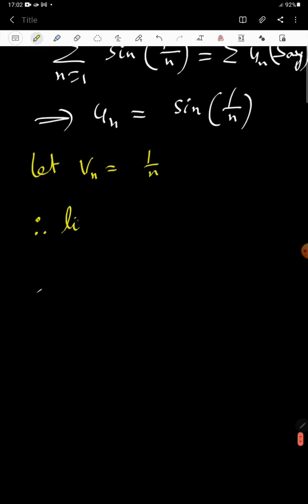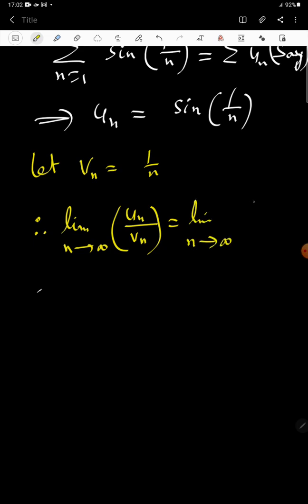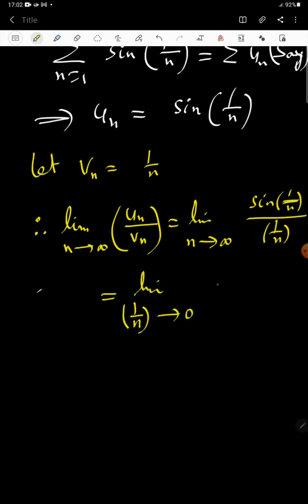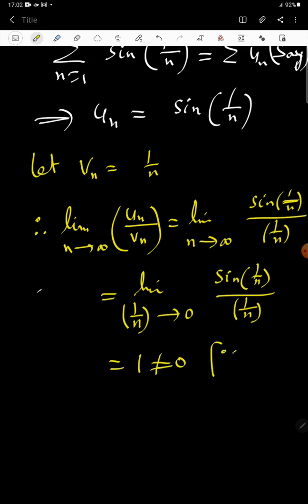Therefore, limit as n tends to infinity un by Vn is limit n tends to infinity sine of 1 by n divided by 1 by n. And this is the same as limit 1 by n tends to 0 of sine of 1 by n divided by 1 by n, and this is going to become 1, and this is not equal to 0. This limit should not be 0, that is our requirement, since limit theta tends to 0 of sine theta by theta is equal to 1.